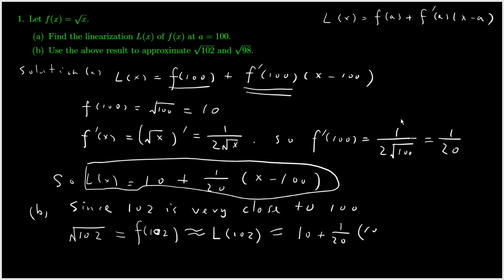So do you see you have 102 in here, minus 100? Again, for the value of the linear function at 102, all we need is wherever you see x, you replace x with 102. So do you see you have 10 plus 2 over 20, right? 2 over 20, you just have 10.1.